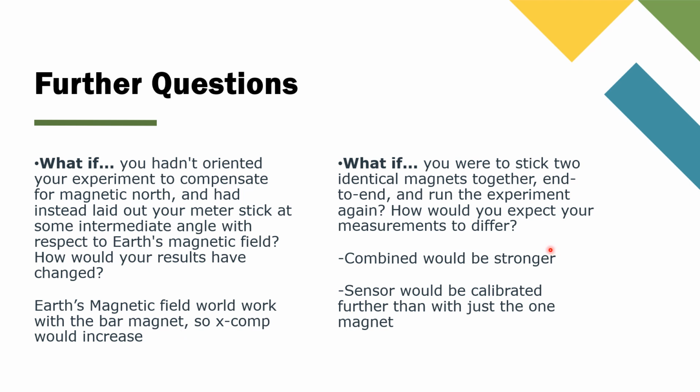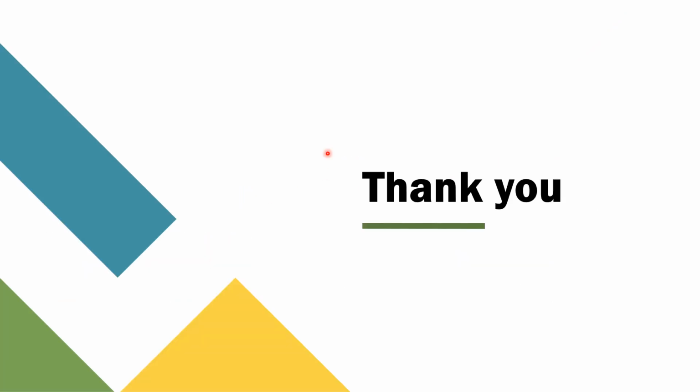And what if we stuck two ends of the magnet together? Ultimately, this would just be a combined magnet that's stronger, and then the sensor would be calibrated further from just the one magnet. So everything would be done in larger calculations and larger distances. And that wraps up the lab. Thank you.